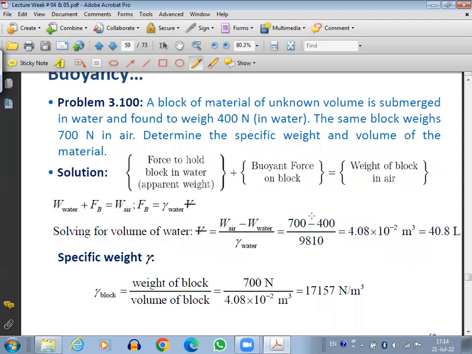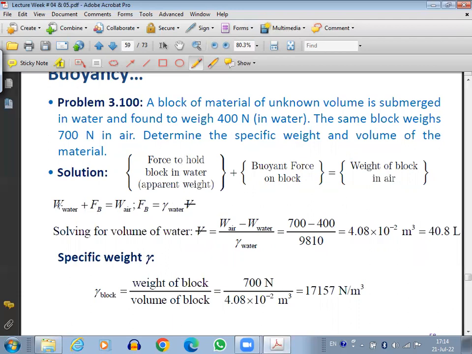Okay, a block of material of unknown volume is submerged in water and found to weigh 400 Newton. The same block weighs 700 Newton in air. Find the specific weight and volume of the material. Weight in water is 400 Newton, outside the water weight is 700 Newton. So we need to find out the specific weight and volume of the material.